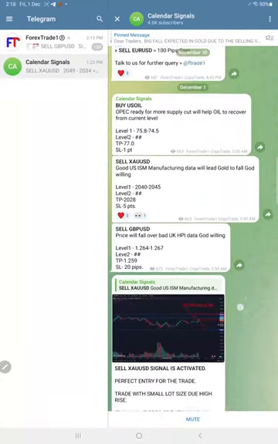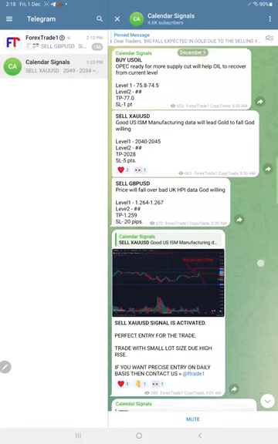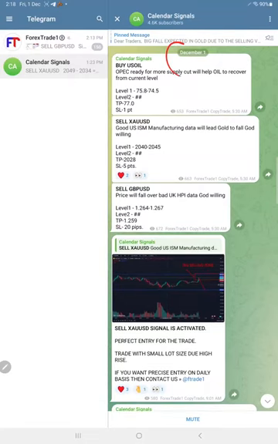Here is the performance for today's calendar signals. Today's date, 1st of December. And today we gave buy oil, sell gold and sell GBPUSD. These three signals we gave today.